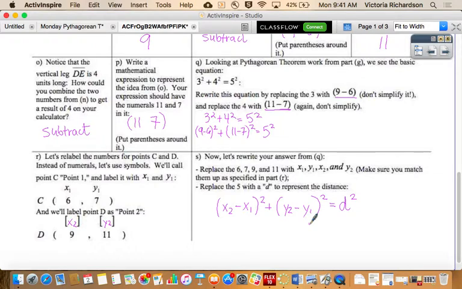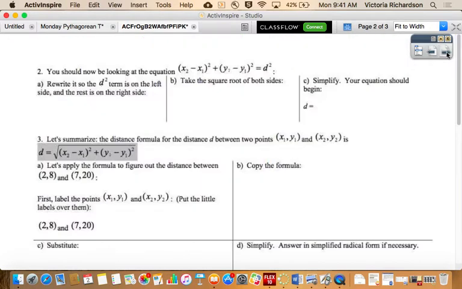All right, so we're going to move on to the back page. So everybody turn the page. And so number 2 says, you should now be looking at this equation, which we are. So it says we're going to rewrite it so that d squared is on the left and the rest is on the right. So I'm going to write d squared is equal to x2 minus x1 squared plus y2 minus y1 squared.